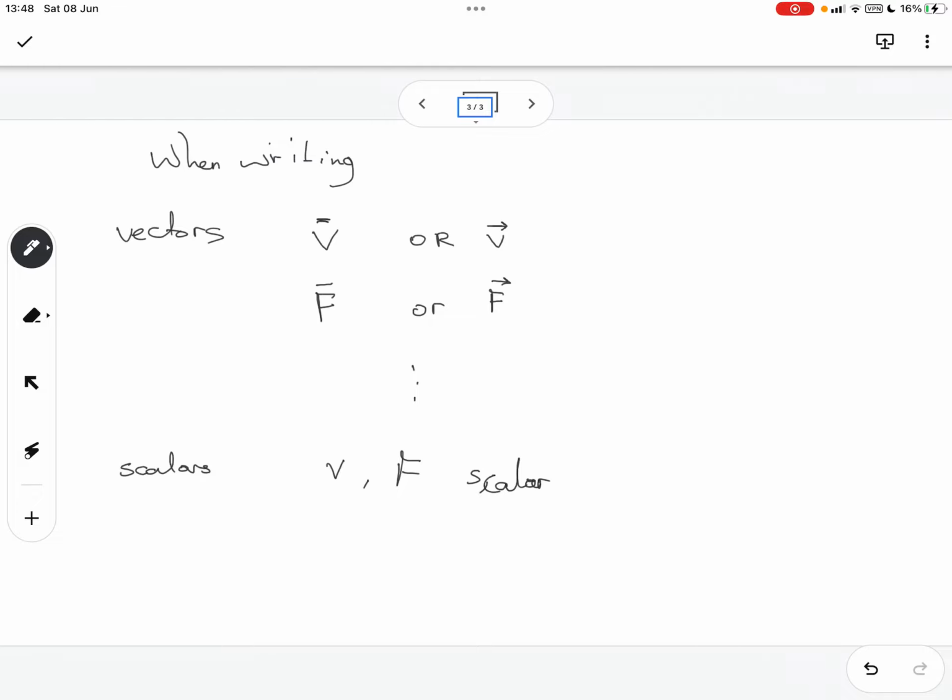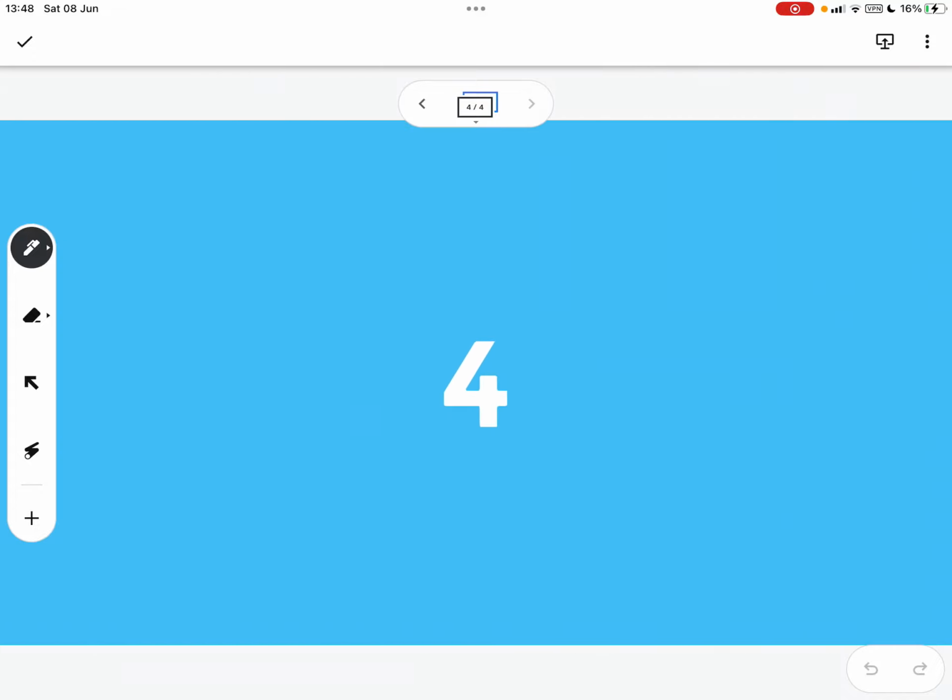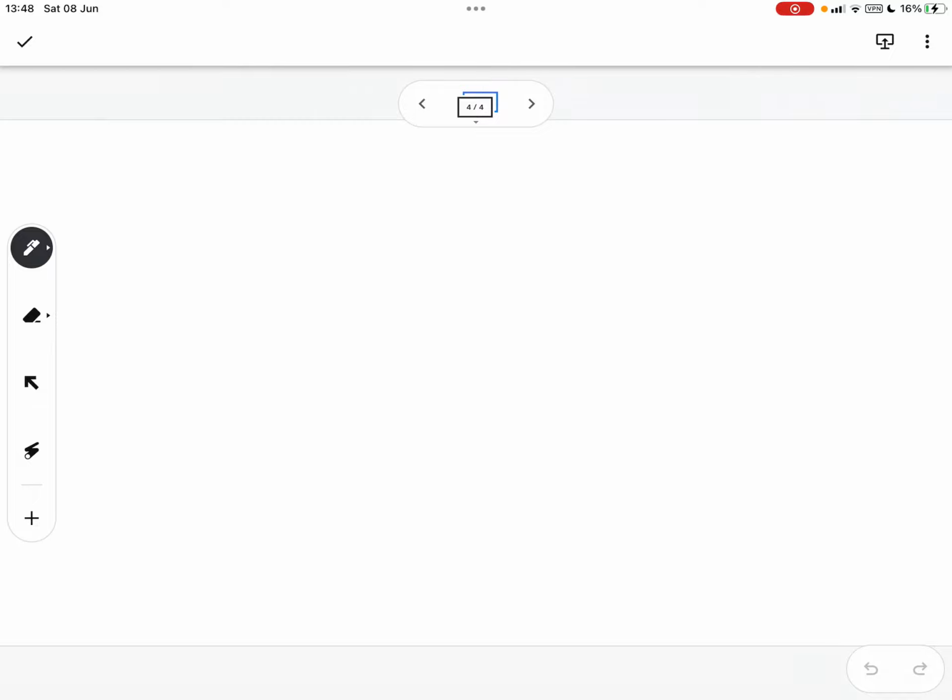And if we just write V or F, then we are just writing the scalar versions of the force, which is just the size of the force. And then another important thing with vectors is that we can also represent them graphically.